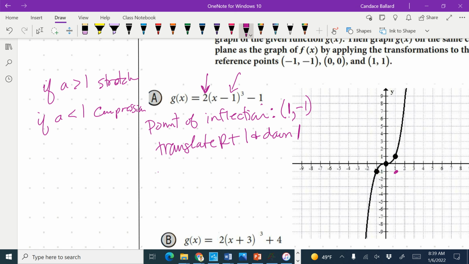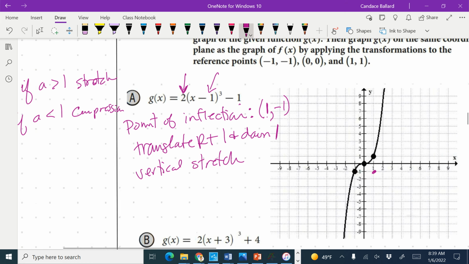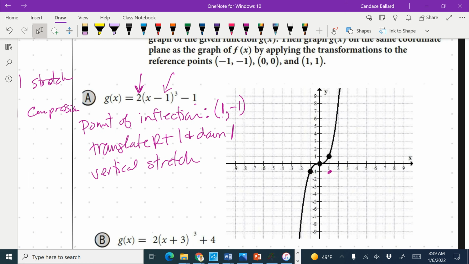Okay, so we would say that it's also going to have a vertical stretch. All right, now, it's probably a vertical stretch by a factor of 2. There's a way to get those other points to move. I think it's easier to just pick some x values and plug them into that and do a t-chart to find where my other 2 points are officially, okay?